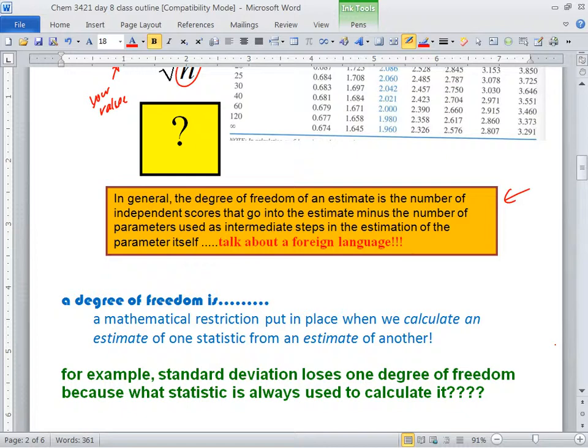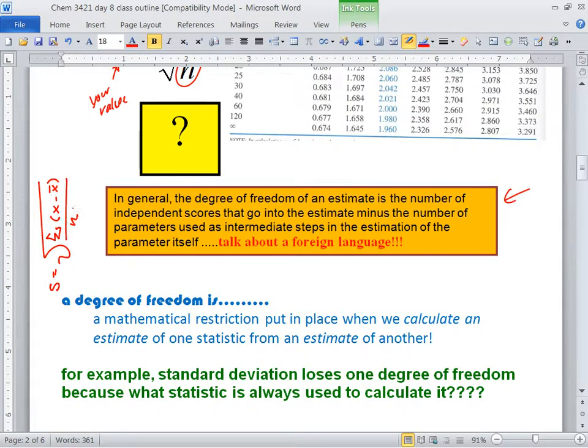What statistic or what estimate is always used to calculate standard deviation? What's the equation for standard deviation? What statistic is it using? The average? It's using the average, right? Somebody remembers, right? The standard deviation, I don't know if you remember this, is the square root of the sum of what? Of your x value minus the average value. Your measurement minus the average, divide by the number of times.